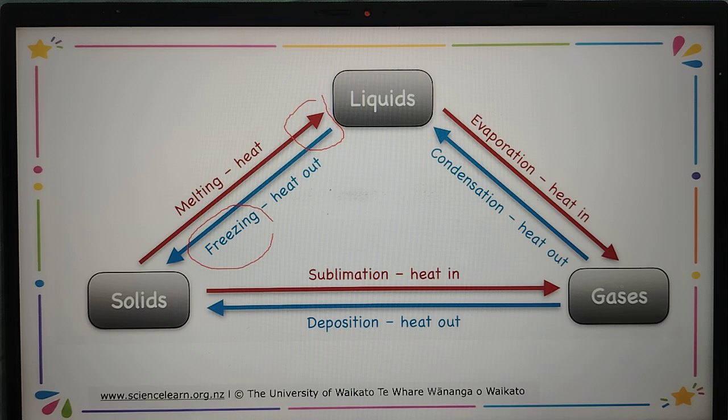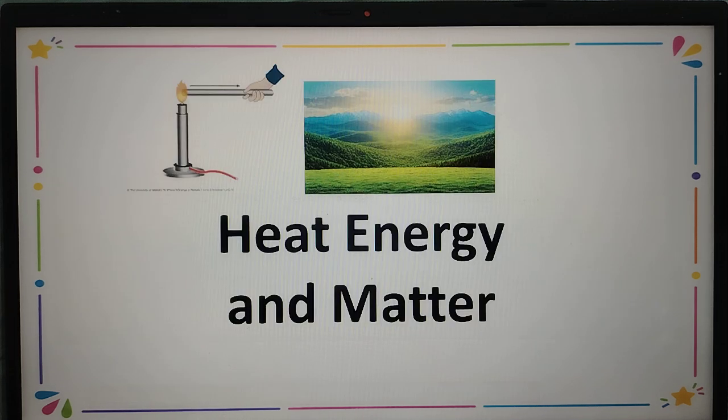Then, using this arrowhead, liquid changes to gas. That's evaporation, the process. Then in reverse, when a gas changes to liquid, then it is condensation. That is why there are clouds present on top. Then when a gas changes to solid, we call it deposition. And in reverse, solid changes directly to gas. The process here is sublimation.